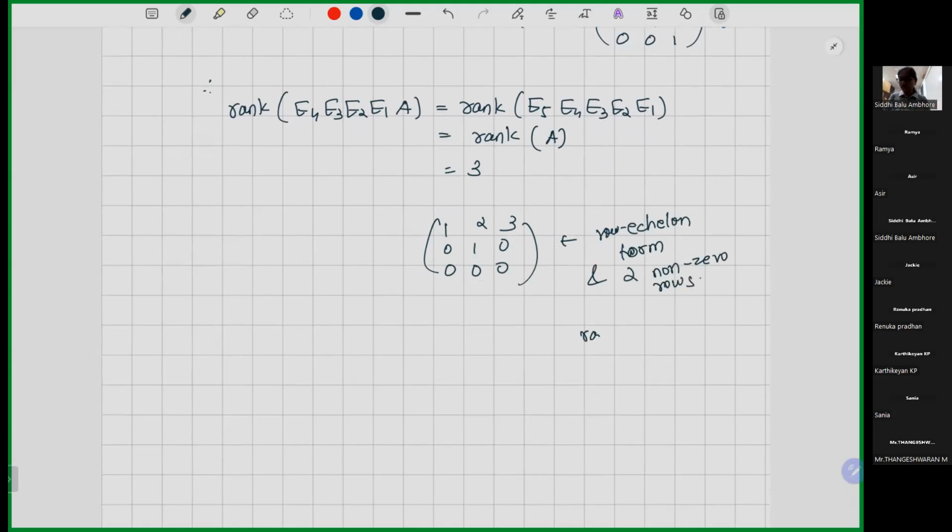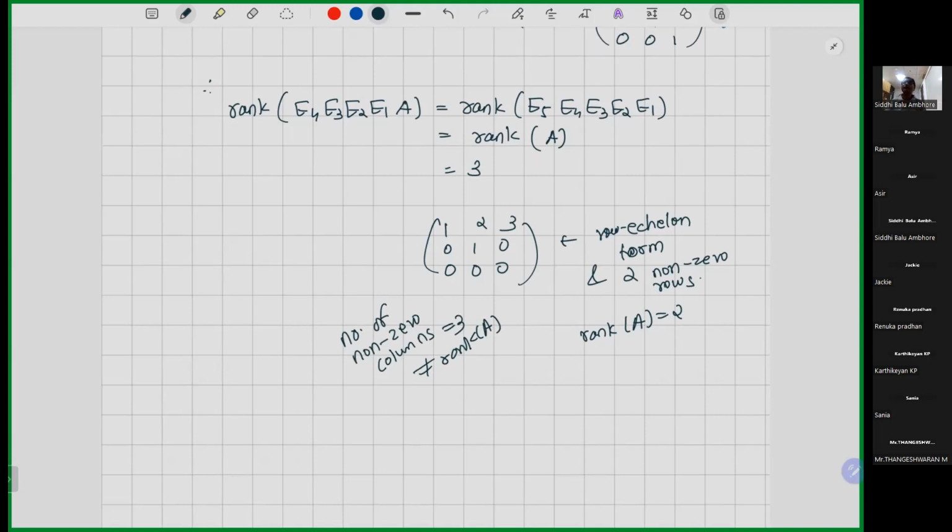Okay, so rank of A is 2. But if you count columns, the number of non-zero columns is 3. But that is not the rank of this matrix. Is it clear? What I'm trying to say is that if you want to count the number of non-zero columns, you have to convert the matrix into its column echelon form. Then you can go ahead and count the number of non-zero columns.